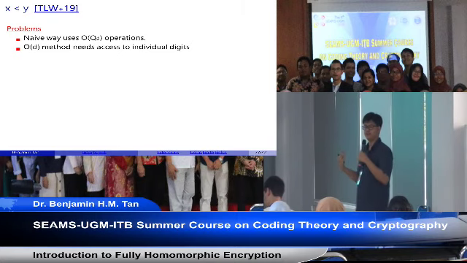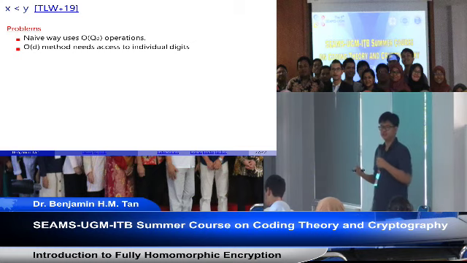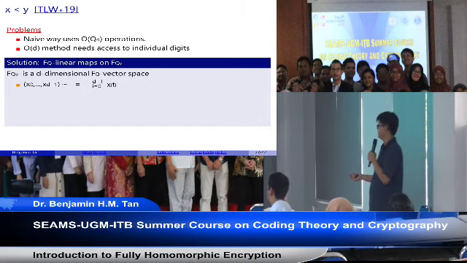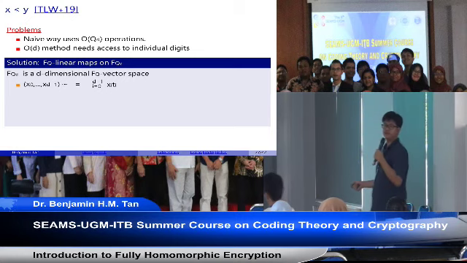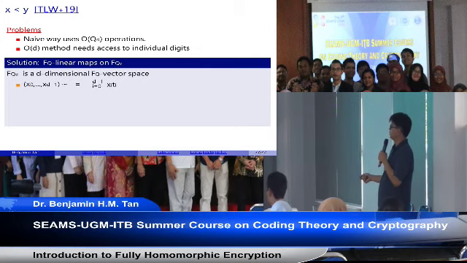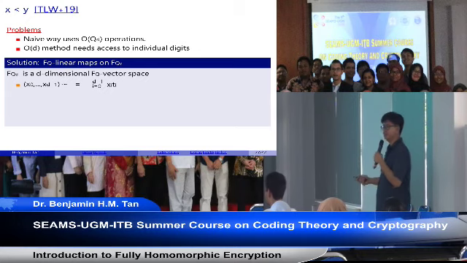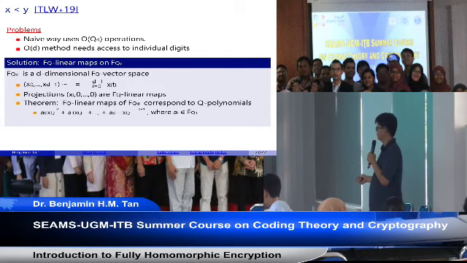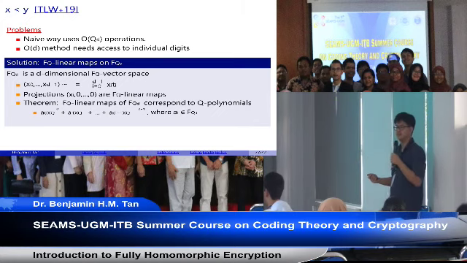To solve this, we can make use of the algebraic structure of the plaintext space. F_q^d is a d-dimensional vector space. If we represent it like we did just now, we can consider projection maps on linear vector spaces. If you project the ith coordinate to the first one, that's an F_q-linear map. And what we know by theorem is that these F_q-linear maps correspond to some polynomials called q-polynomials. q-polynomials are special polynomials of this form where the powers of x are only powers of q.